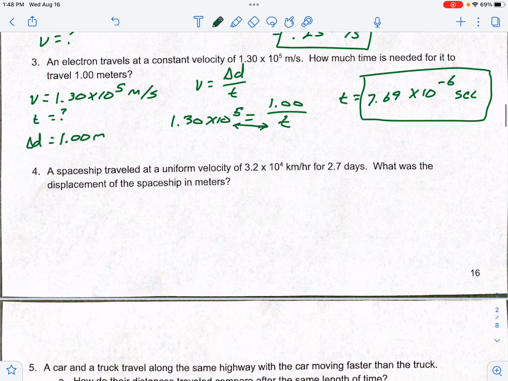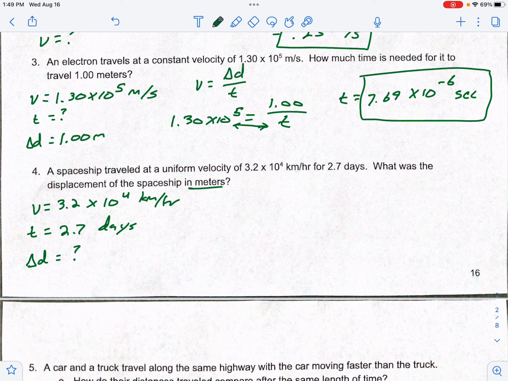Number 4, a spaceship traveled at a uniform velocity of 3.2 times 10 to the 4th kilometers per hour. So velocity is 3.2 times 10 to the 4th kilometers per hour, for 2.7 days. That is going to be my time. That's definitely not my displacement. What was the displacement in meters? Okay, key thing there is meters, so displacement, I don't know. So this is going to be kind of a lot of conversions, and you're not going to see a ton of this, but we will see some of this stuff later on.